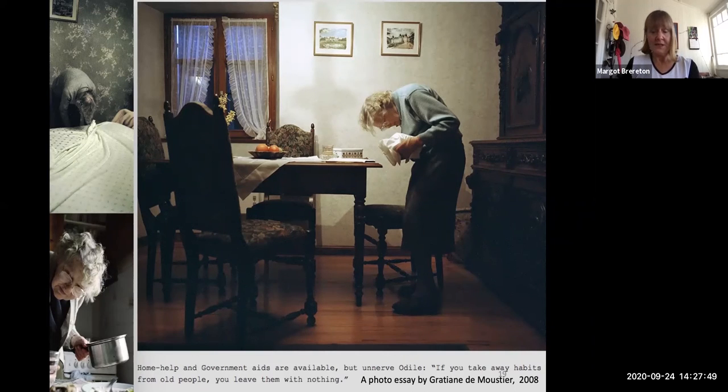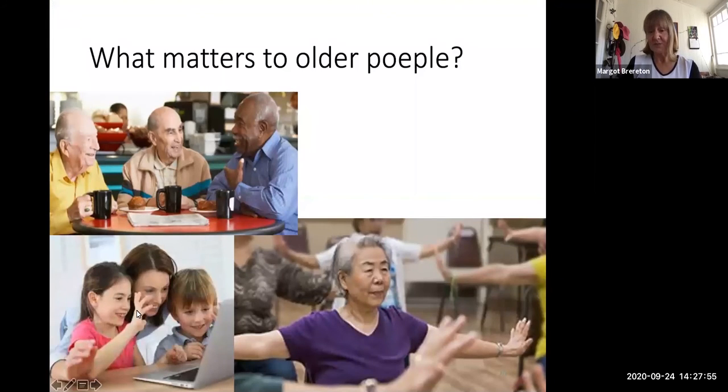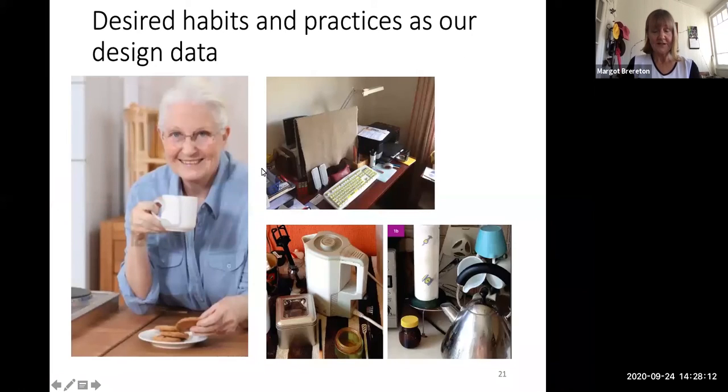And when we interviewed older people about what matters to them, and also if you look at all of the recommendations for how to age healthily, they point to social connection and physical activity. When we talk to older adults, we sought to understand what their desired habits and practices were.